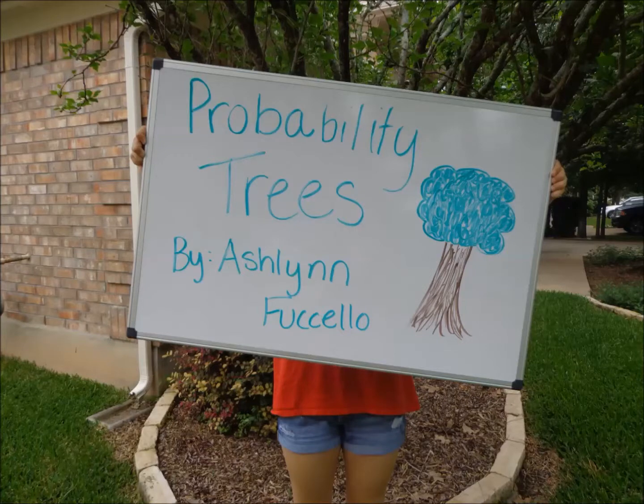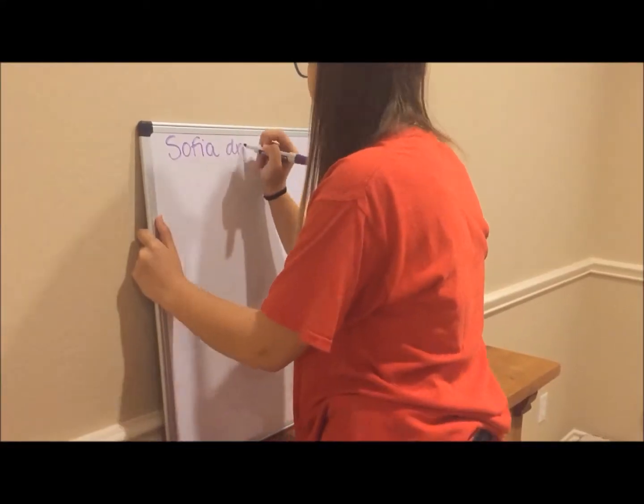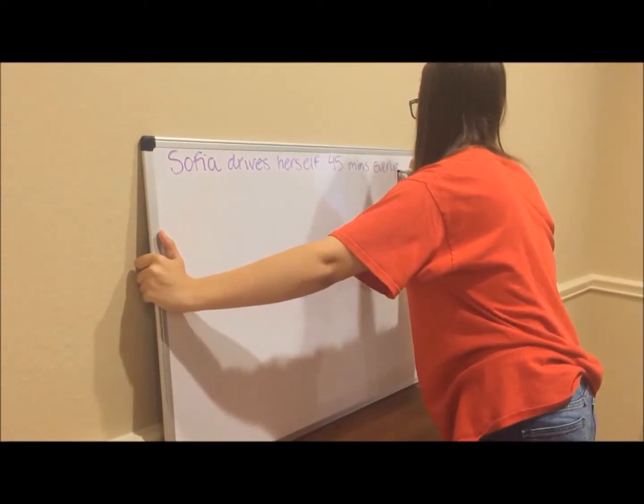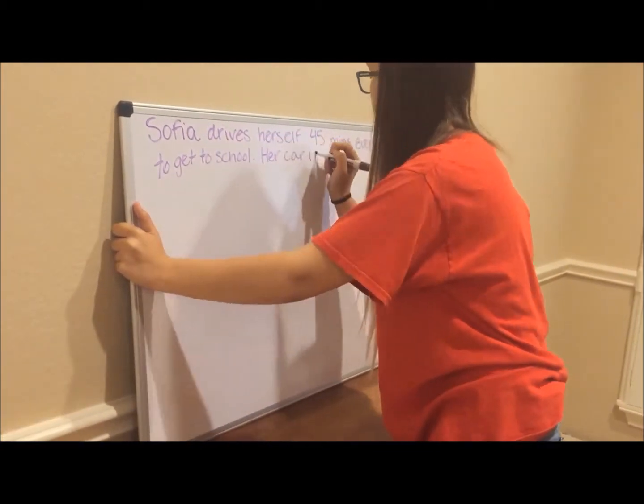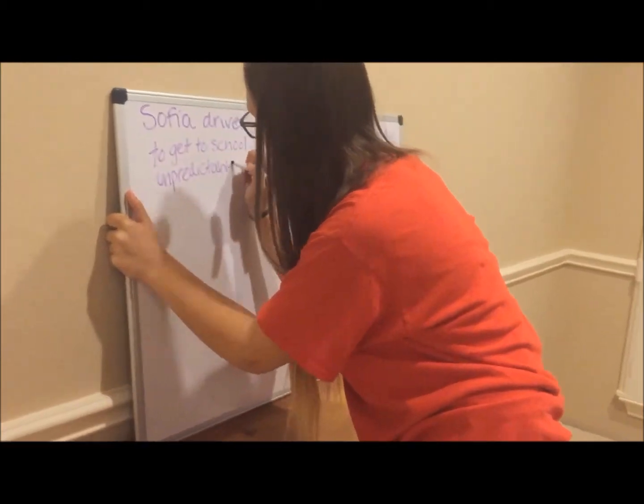Today, we will be learning how to solve probability problems using probability trees. Let's take a look at our first example problem. Sophia drives herself 45 minutes every day to get to school. Her car is really old and unpredictable.